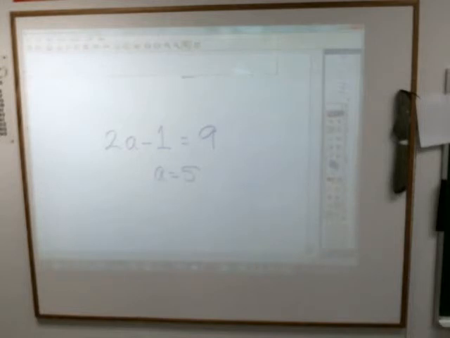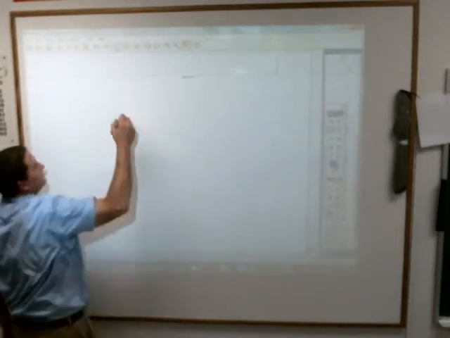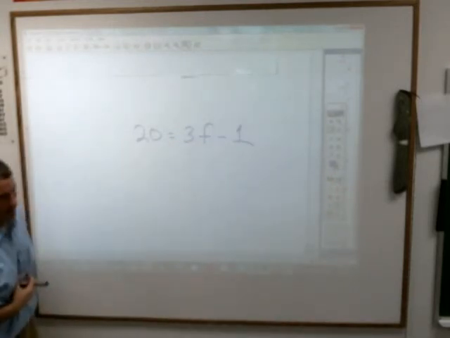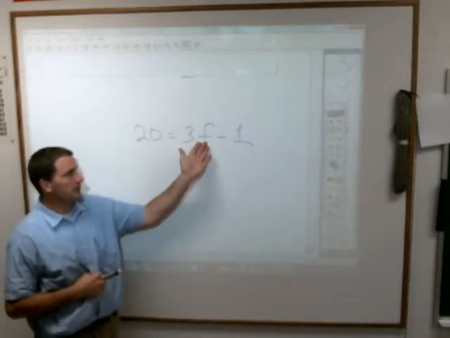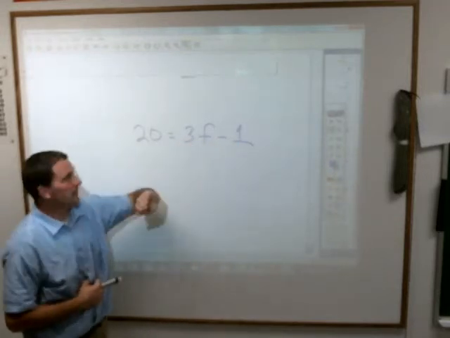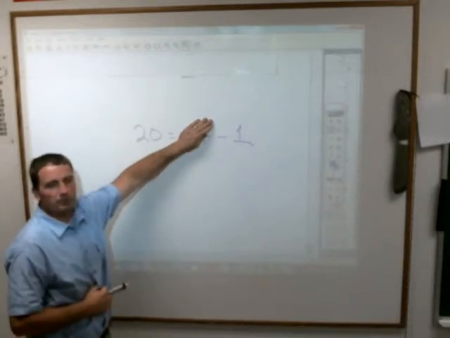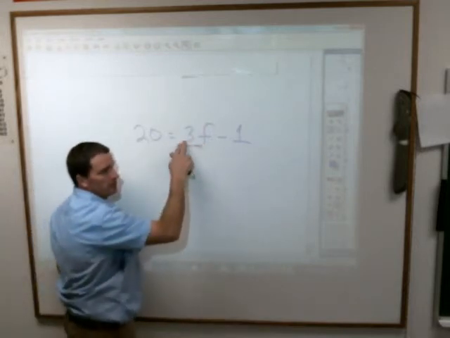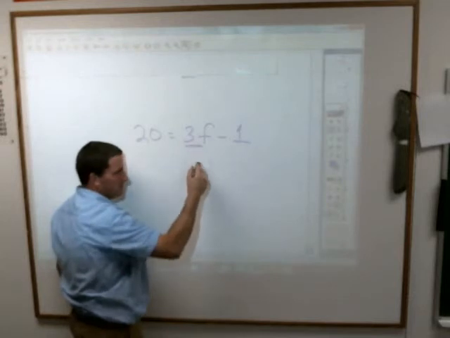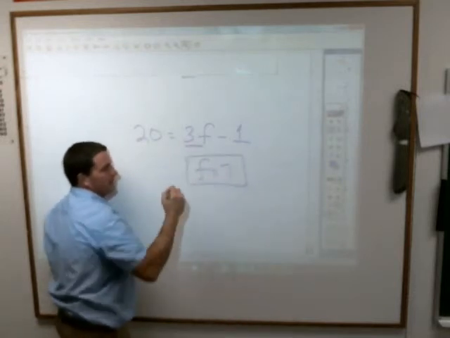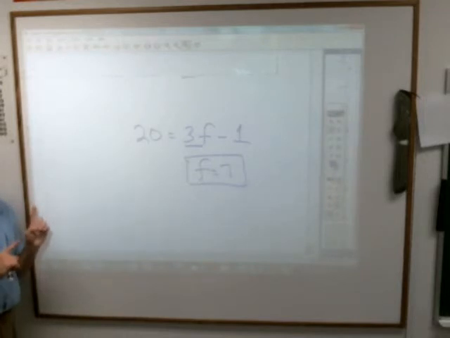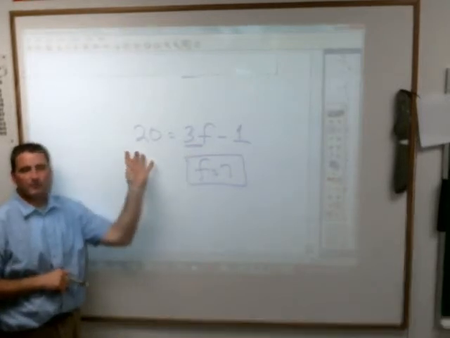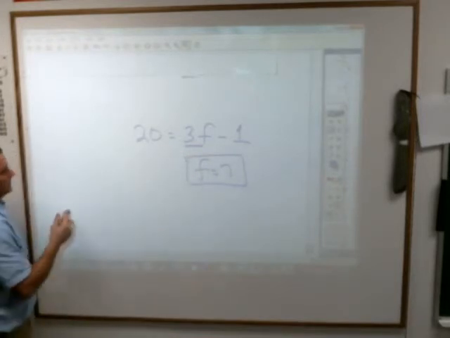How about this one? 20 equals 3f minus 1. Again, rather than thinking about 3 times what number, when you subtract 1 from it, gives you 20, think about it like this. What number, when you subtract 1 from it, gives you 20? 21. This has to equal 21. So 3 times what number gives you 21? So f has to equal 7. It is a little complicated, and eventually when we do the steps, it'll make it a lot easier. But right now, they want you to get the feeling of what you're doing.